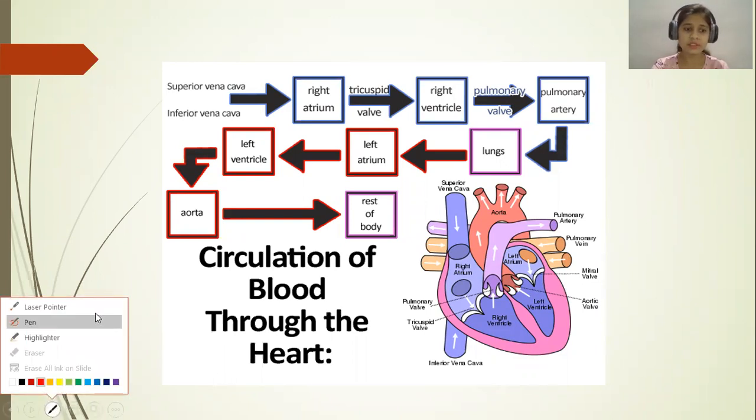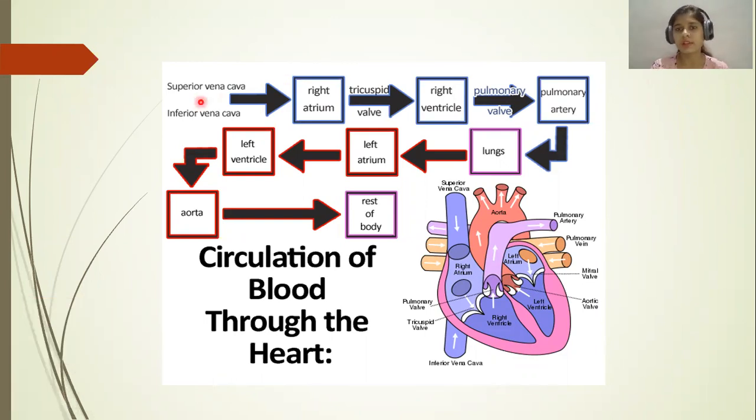The first thing is we know the right side has deoxygenated blood and the left side has oxygenated blood. So basically, the superior vena cava and inferior vena cava are the blood vessels which bring blood to the heart. They bring the deoxygenated blood from the body to the right atrium. First, it will bring it to the right atrium.